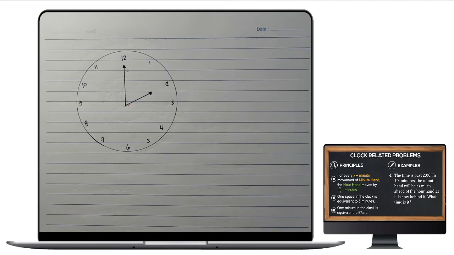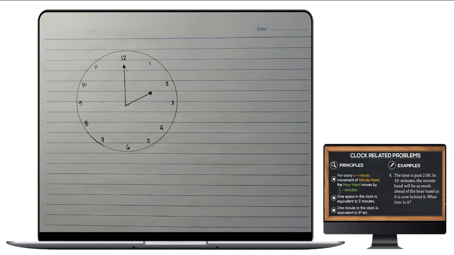In 10 minutes, so after 10 minutes of that specific time, the minute hand will be as much as ahead of the hour hand. So after 10 minutes, the minute hand will be ahead of the hour hand, as it is now behind it. Therefore, we can say that by this time, the minute hand is behind the hour hand. So, yun yung ibig sabihin.